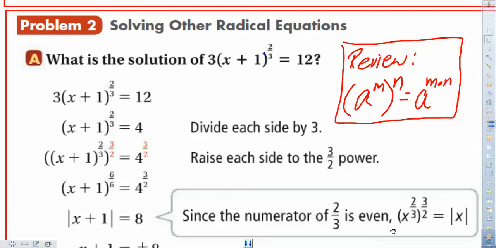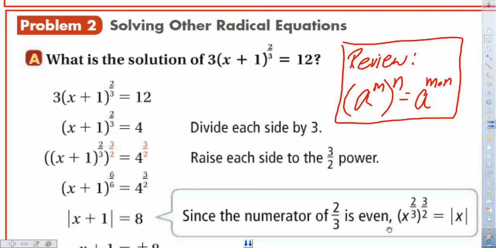Problem 2. Let's solve some more complex radical equations. What if we did not have a radical in the equation, but that radical was expressed instead as a rational exponent, a fraction for an exponent? So look at this problem.